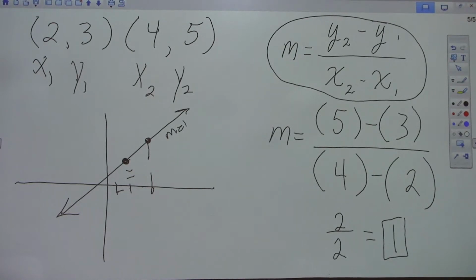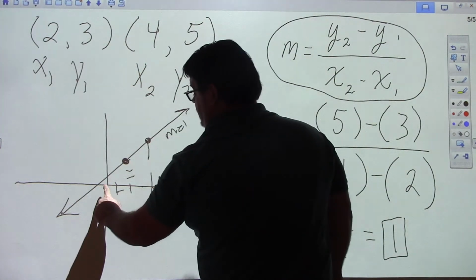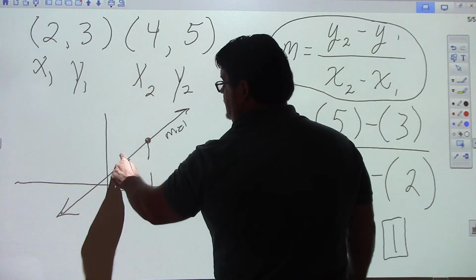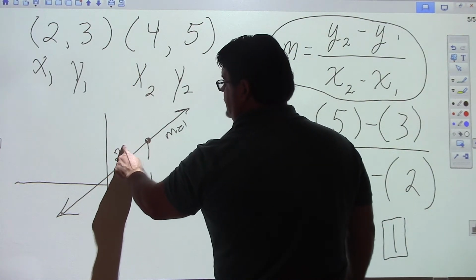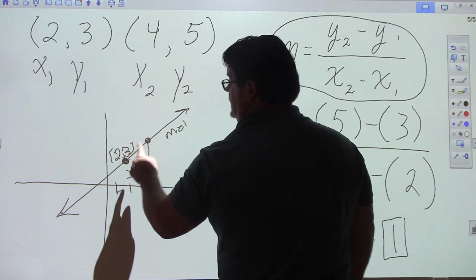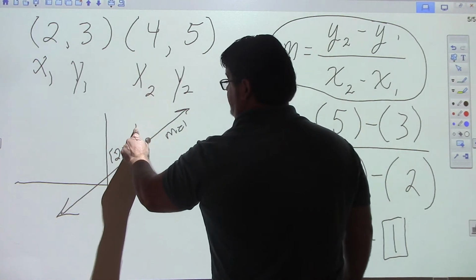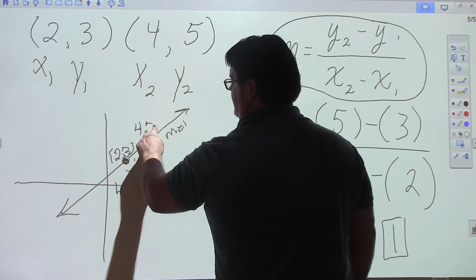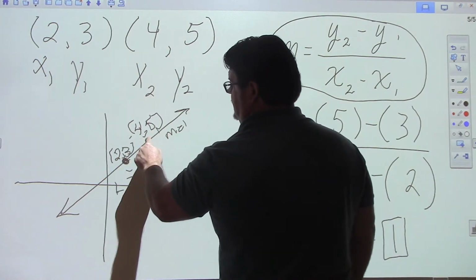What coordinates did you graph over? The actual one. These two right here. I had to think the same. 2, 3. This is 2, comma, 3. And 4, comma, 5. Right there.